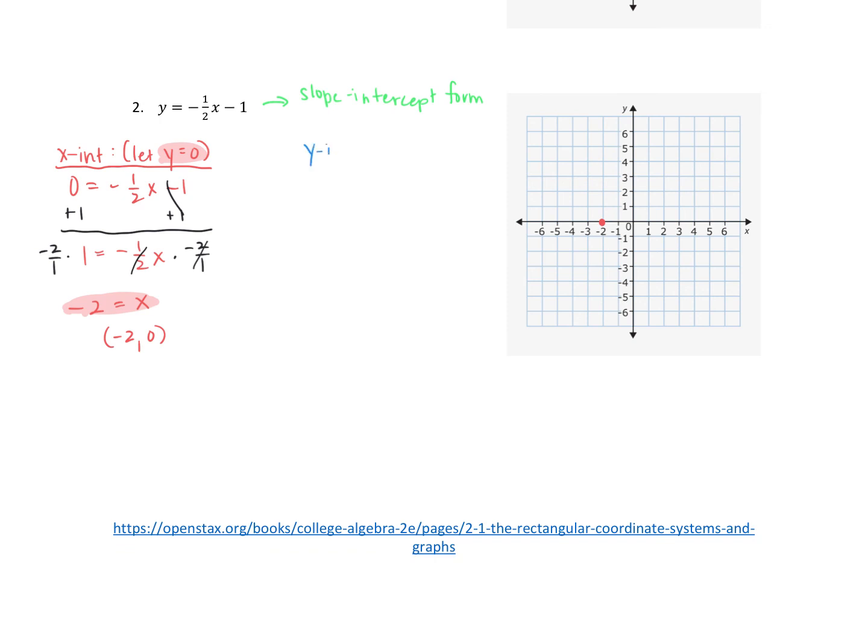All right, y-intercept. We let x be 0, right? So whatever intercept you're trying to find, the other value is 0. If you're trying to find the y-intercept, x is 0. So we're going to plug in 0 for x. So that'll be y equals -1/2 times 0 minus 1. So that's going to be 0 times anything is 0. So y equals -1.